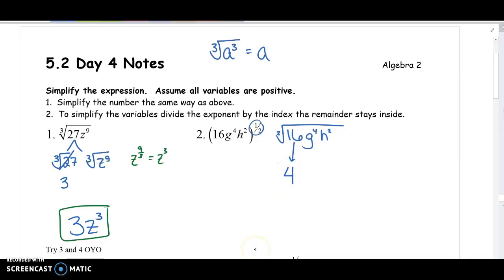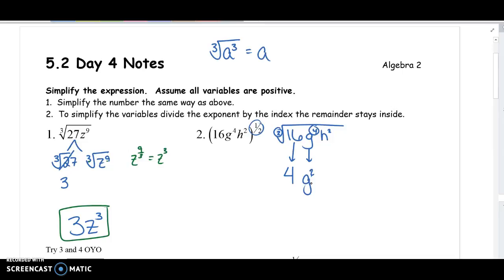4. What is the square root of g to the 4th? We have 4 g's hanging out under the radical. Because this is a square root, you need groups of 2 to get out. So how many groups of 2 do you have in 4? 2 full groups of 2. Or think about doing 4 divided by 2, and that gives you 2.